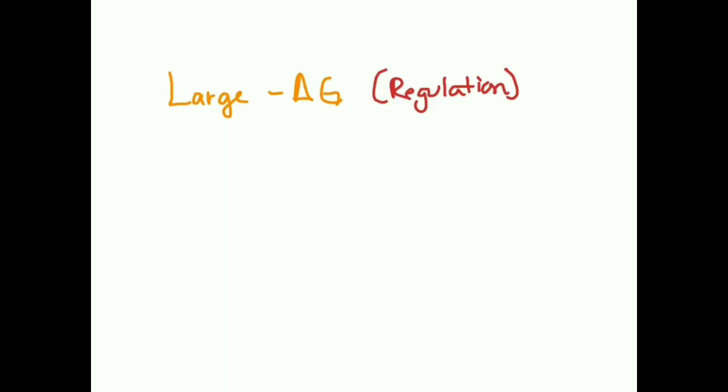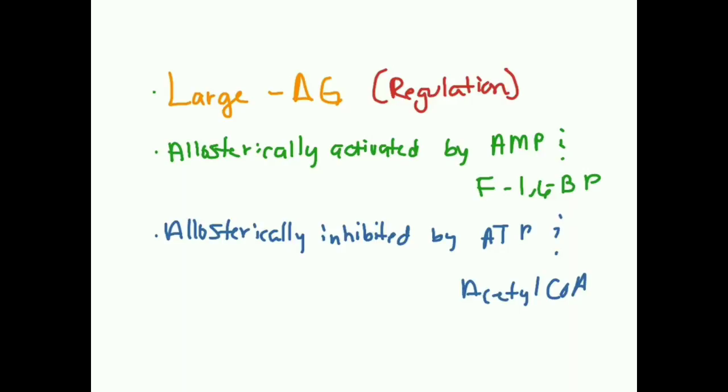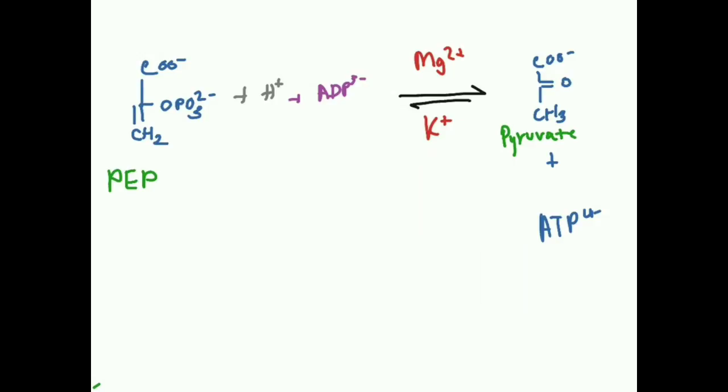This reaction is allosterically activated by AMP and fructose 1,6-bisphosphate. This reaction is allosterically inhibited by ATP and acetyl-CoA. So here's the last reaction. You go from PEP plus hydrogen plus ADP with magnesium 2+ and potassium, which gives you pyruvate and your last ATP.